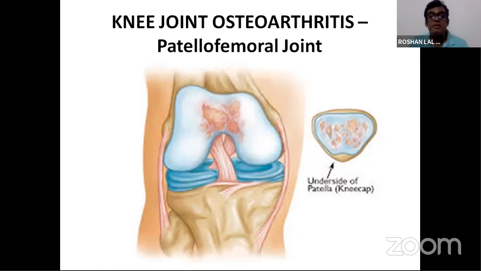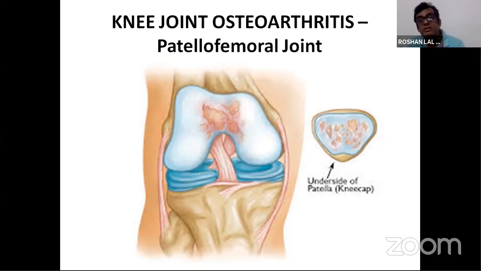After medial compartment involvement, there is involvement of the patellofemoral joint also. The articular surfaces of the patellofemoral joint undergo degenerative changes. Normally, the patella rests on the trochlear groove, and this moves on the trochlear groove during the flexion and extension of the knee joint. This is known as normal tracking of the patella.